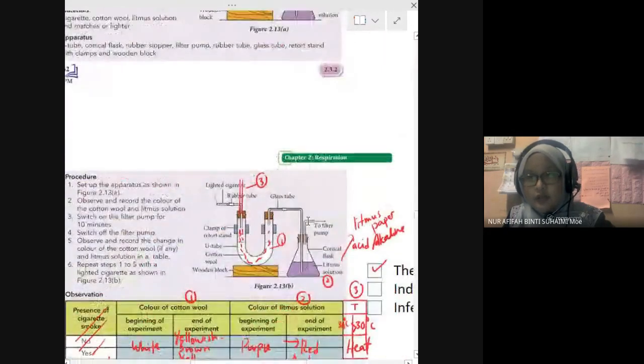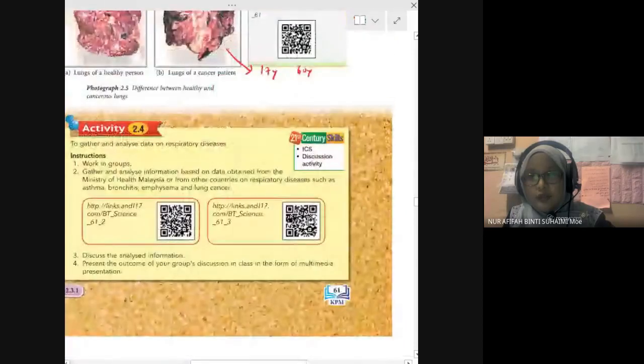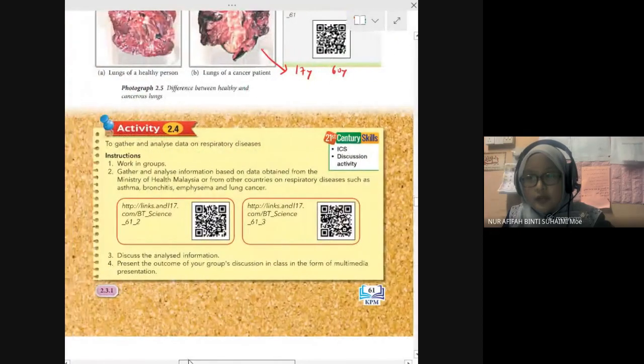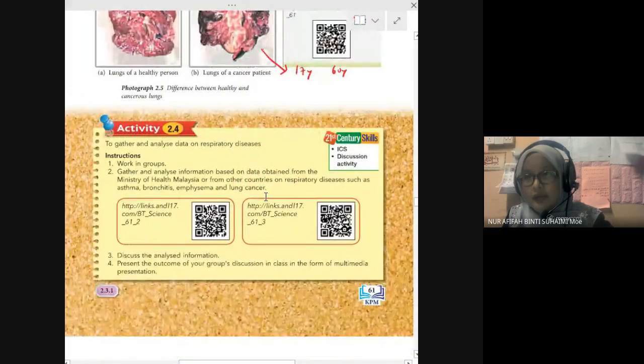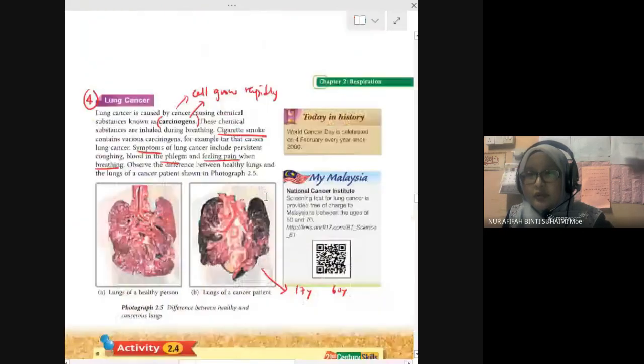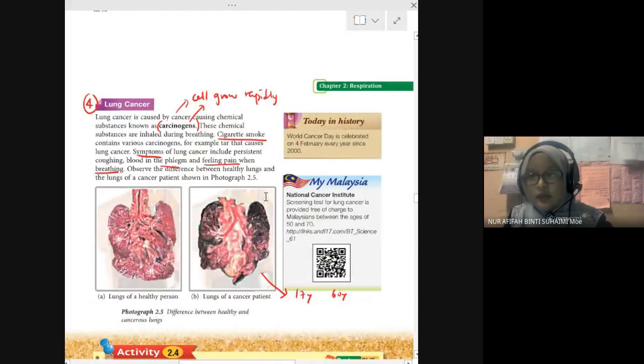2.3. Harmful substance. 2.4 about respiratory structure in animal. 2.5 in plant. So 2.1 until 2.3 is the respiratory system in human. Okay, 2.1 until 2.3 human, 2.4 in animal, 2.5 in plant. Okay. Alright, we will see you next week.